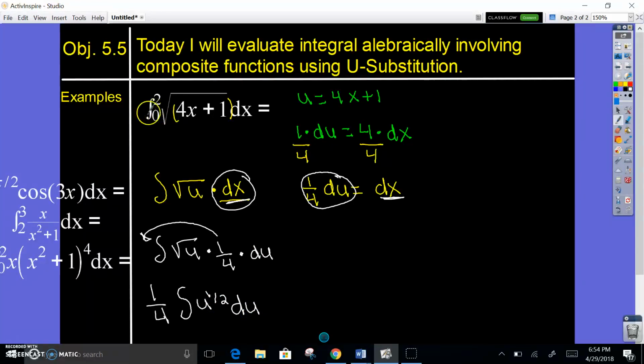And now I'm going to work on those boundaries. Remember, you have to plug those into the u equation, so I'm going to put in a 0, and that's going to give me 4 times 0 plus 1, which is 1. So that's my lower boundary. My upper boundary, I'm going to go ahead and put in a 2. Okay, and so you put in a 2, and you get 4 times 2 plus 1, which of course is 9. And so that's the top boundary.